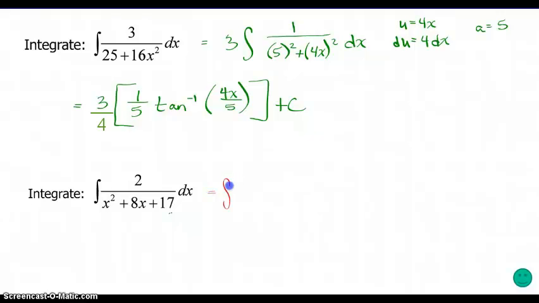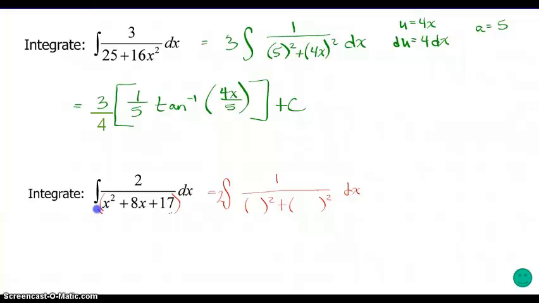I'm going to pop my 2 out front. I want to try to get this where I have a squared plus some expression in x squared dx. So I can identify a and identify u, but it's not as straightforward as this is right here. This is actually a trinomial here. And so I need a constant a, and I need an expression in x.